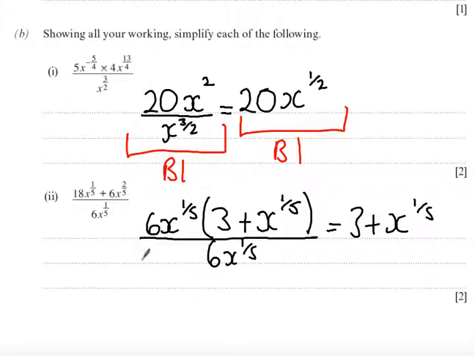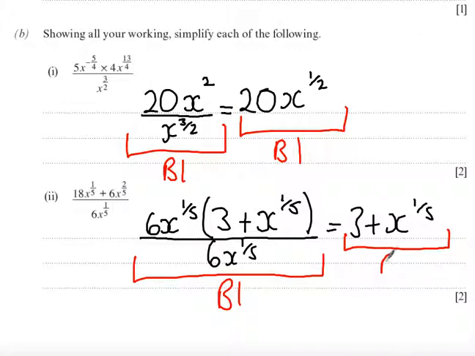Finally, in the final part, we get B1 mark for correctly factorizing using this factor of 6x to the power of 1/5, and then we get a B1 mark for simplifying and getting to this final answer, 3 plus x to the power of 1/5.